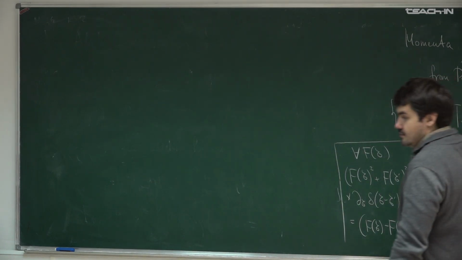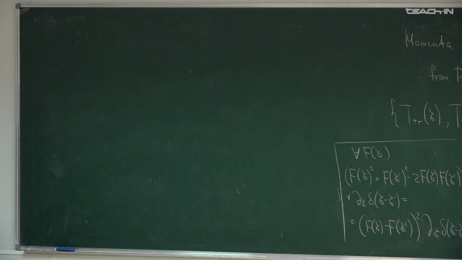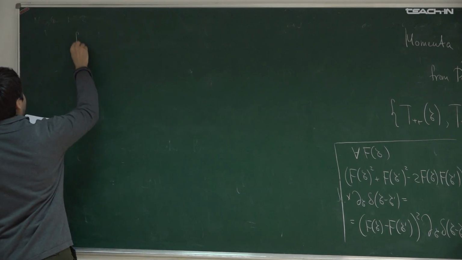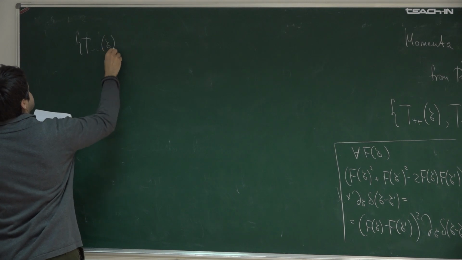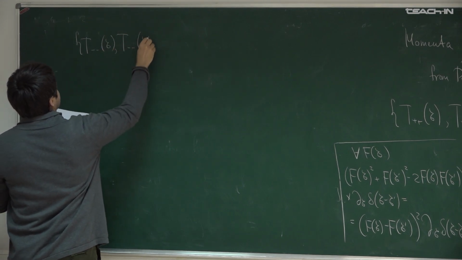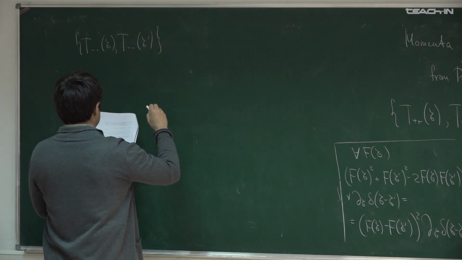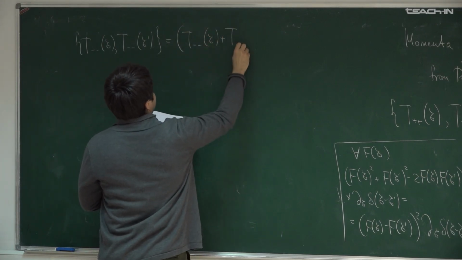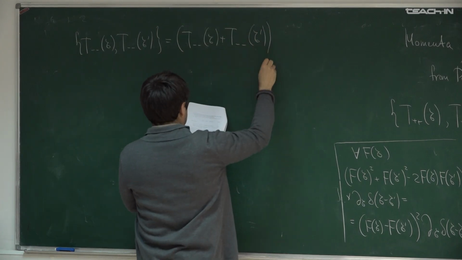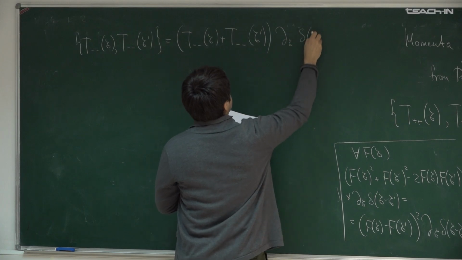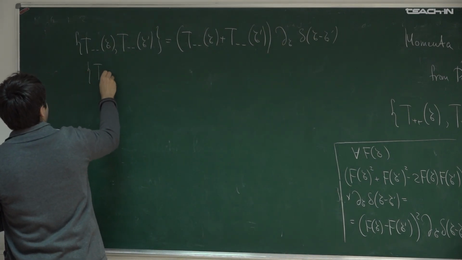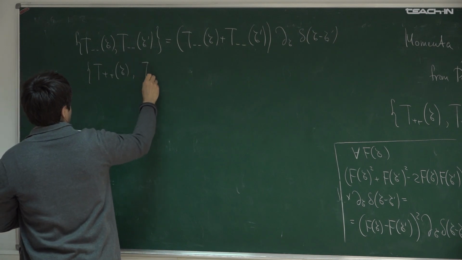Okay, so we've derived this Poisson bracket, and accordingly we have a similar structure for the minus components. And T++ commutes with T−−.